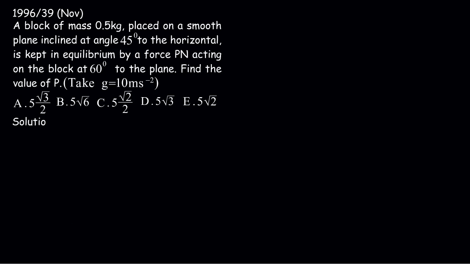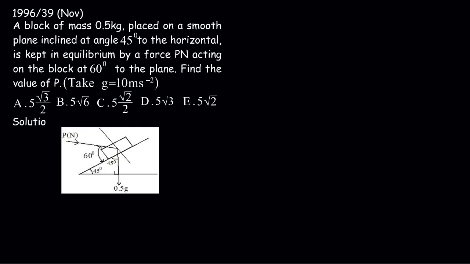We have another question from November 1996. It states that a block of mass 0.5 kg placed on a smooth plane inclined at angle 45 degrees to the horizontal is kept in equilibrium by a force P Newton acting on the block at 60 degrees to the plane. Find the value of P. Take g to be equal to 10 meters per second square. Now, our very first step is to represent our question in a diagrammatic form, and when we do that, we get the diagram as shown on the screen.